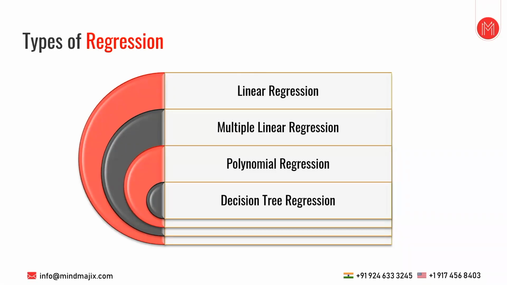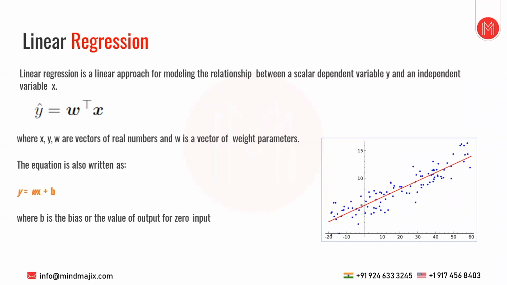The difference is that whenever we talk about a simple linear regression, at the same time we are only taking one independent parameter and one dependent parameter. But whenever we talk about multiple linear regression, at the same time we are able to take lots of independent parameters and one dependent parameter. So lots of x are there and only one y is there. The third type is polynomial regression, and the fourth one is decision tree regression. So let's start with linear regression.